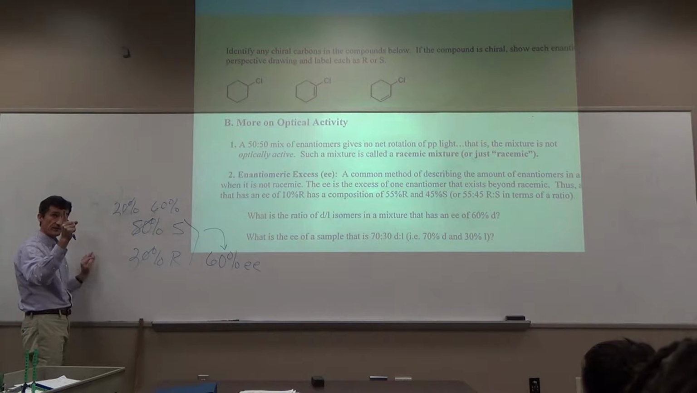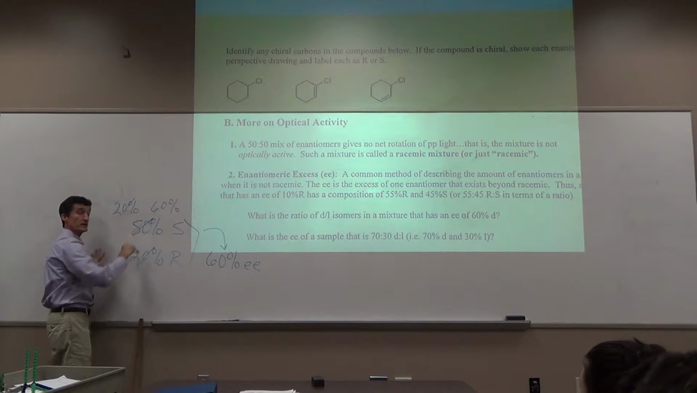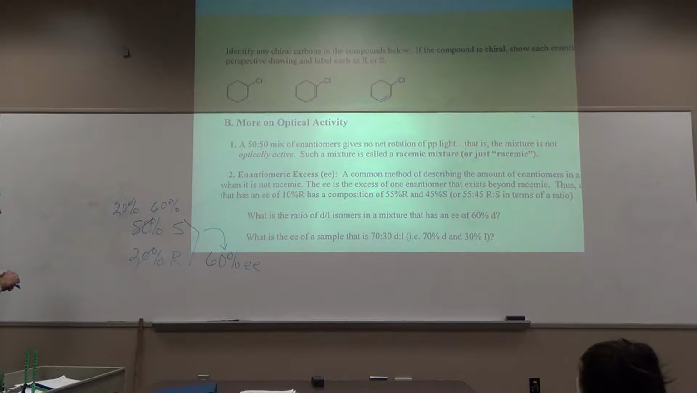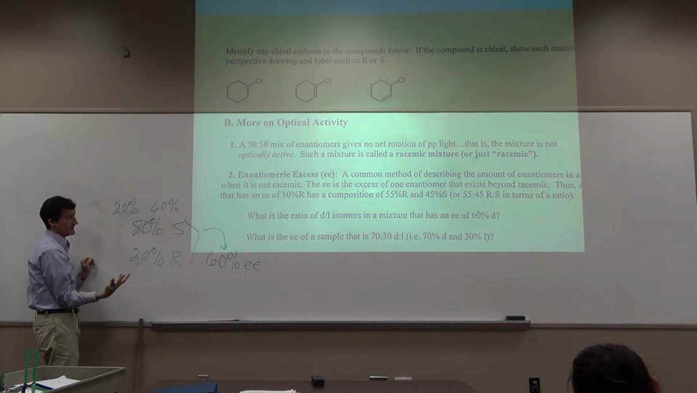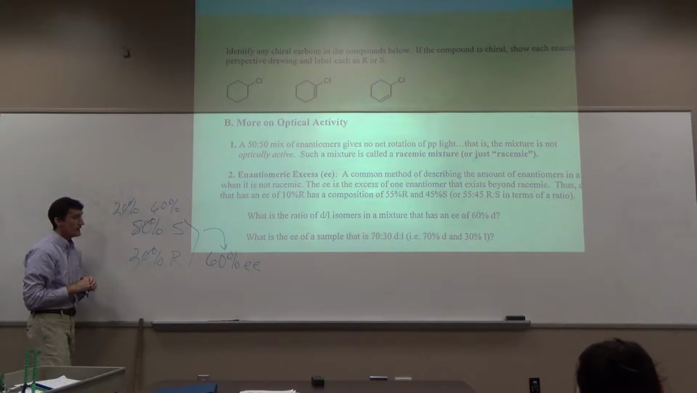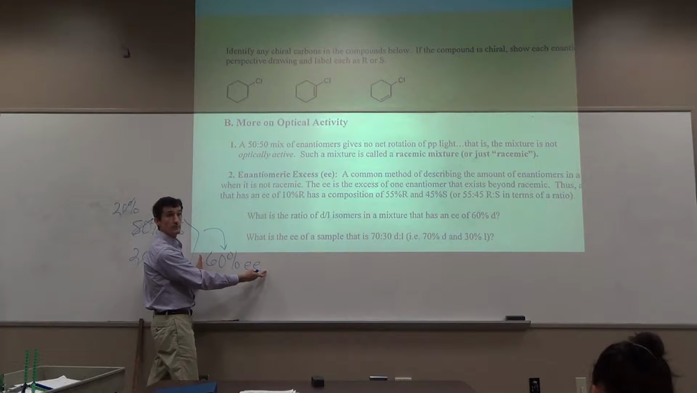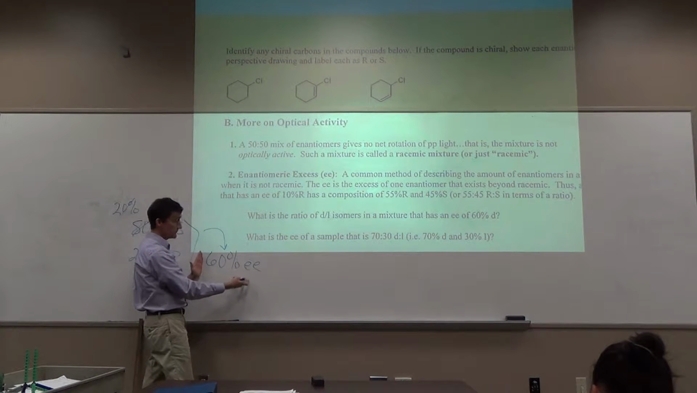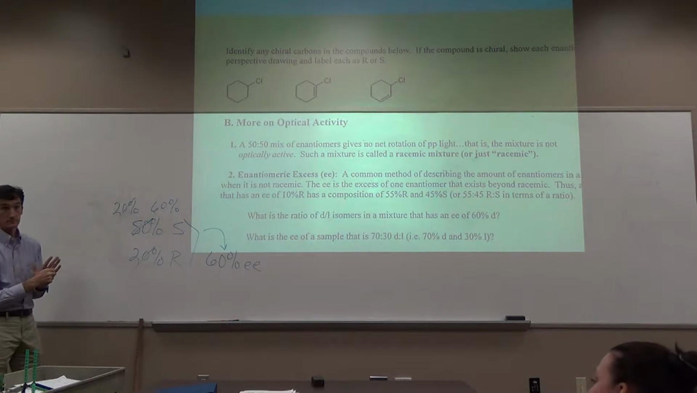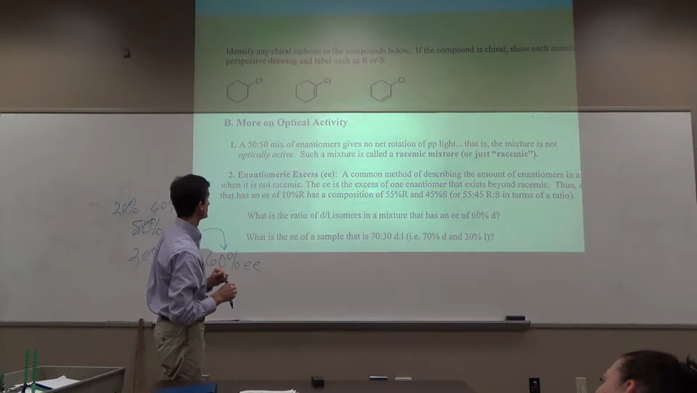It really comes from what it does with the optical activity. 20 cancels 20, and you're left with 60% rotation. That's the EE. And so you would say, hey, this is a 60% EE. Now, when you say something is 60% EE, you could be asked, what's the ratio of the components? Is it 60-40? No, it's 80-20. We'll do examples, but that's the EE.